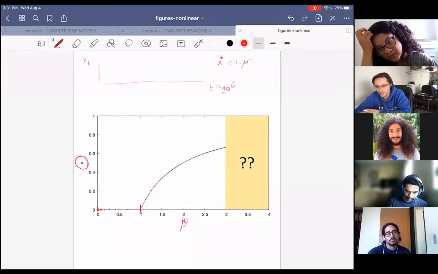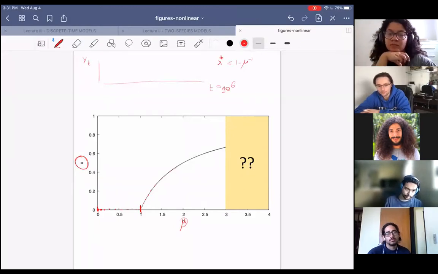Now the question is, what happens when mu is equal to 3? How is the stability of that point going to change?